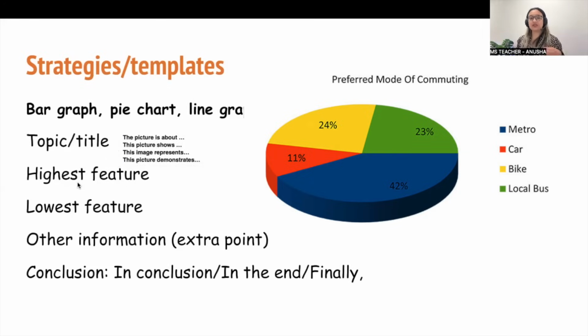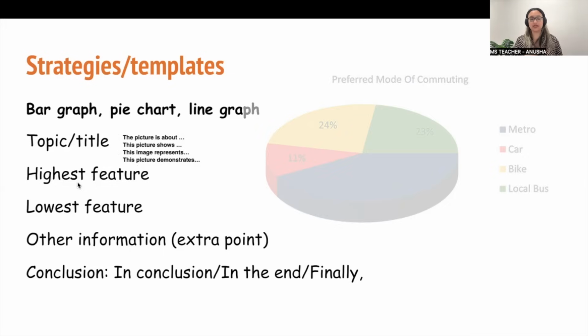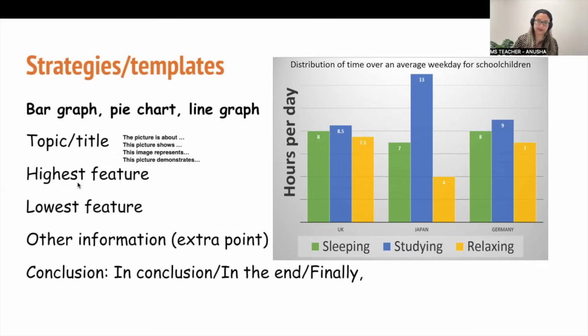After you've set the topic, then you can say what is on the x-axis and what is on the y-axis. Okay, that's extra because in a pie chart you don't have that. So here you can write down x-axis and y-axis: what's given on the x-axis and what's given on the y-axis. For that you don't need a template. You can just say, in the x-axis I can see, or x-axis shows, y-axis shows, okay?